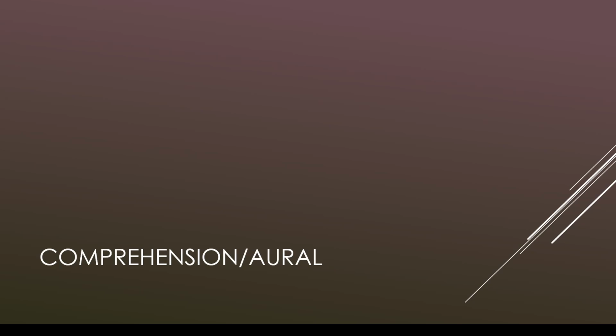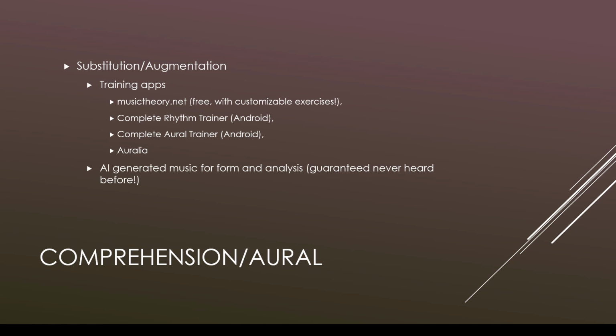In music comprehension, or Aural classes, we want to give learners the aural skills to recognize and work with elements of music that they cannot analyze by sight, as well as basic sight singing skills. So, to substitute, we have some training apps. Musictheory.net is a wonderful free website, and I really like it because you can customize the exercises, grab the link for those particular exercises and put them on your Google Classroom, or make QR codes around your classroom, and just allow students to practice as they need to.